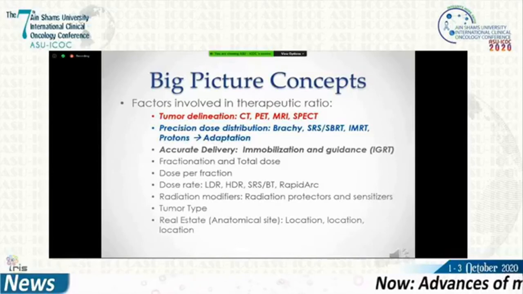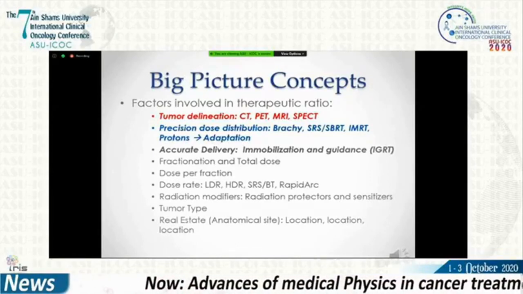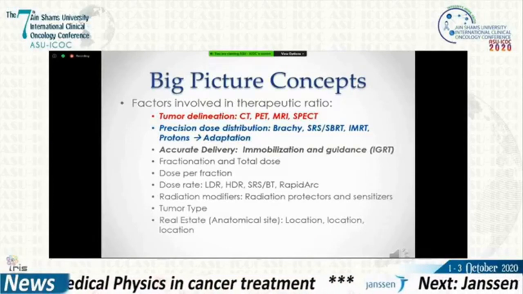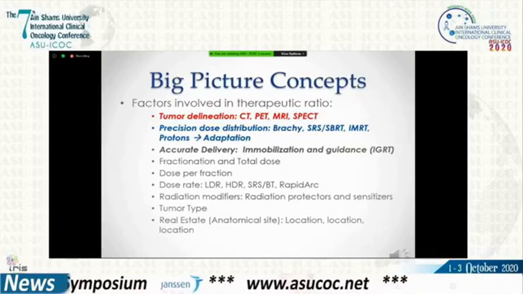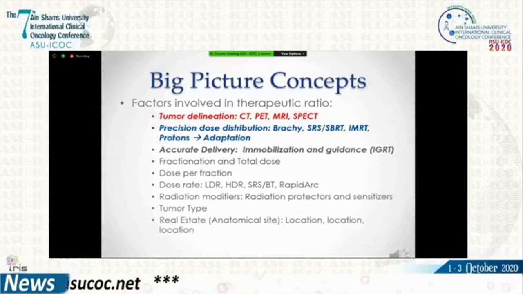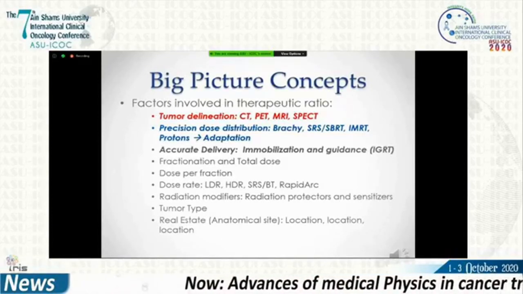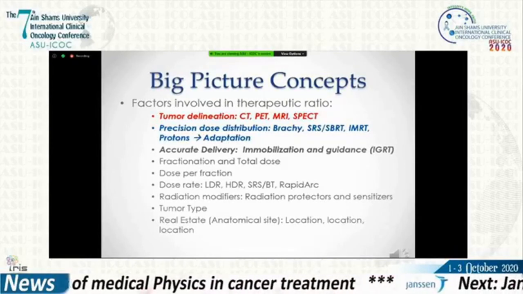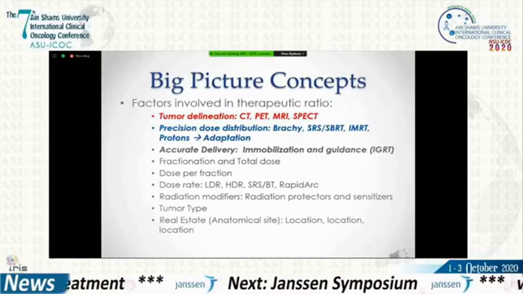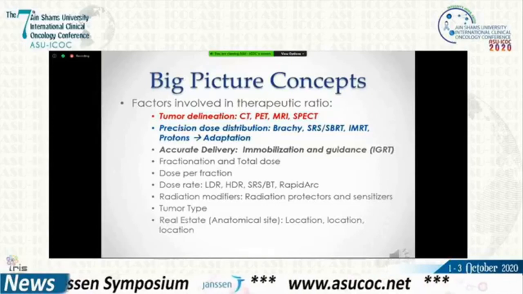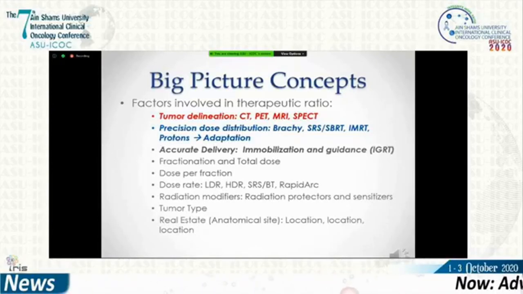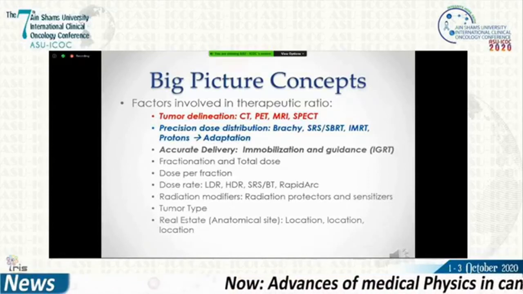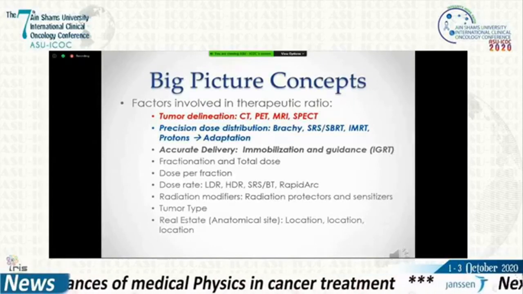There are a host of factors that impact the therapeutic ratio, certainly our ability to correctly identify tumor versus normal tissue. The first step in radiotherapy, after the decision that this patient will take radiotherapy, is tumor delineation. We use CT with different modalities for the treatment, PET-CT, MRI, SPECT, to be good, accurate, and sharp, with sharp definitions of the targets and non-targets. Accurate delivery needs some visualization and guidance for verification of the target positions, and after that we discuss the fractionation, the total dose and dose rates, radiation modifiers, and the patient's position.